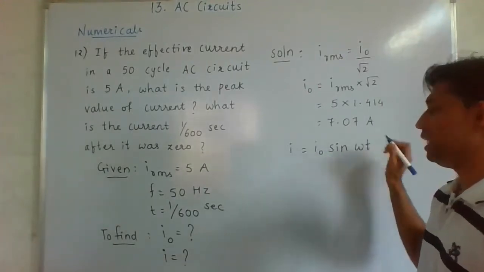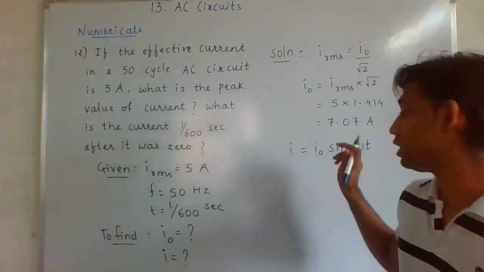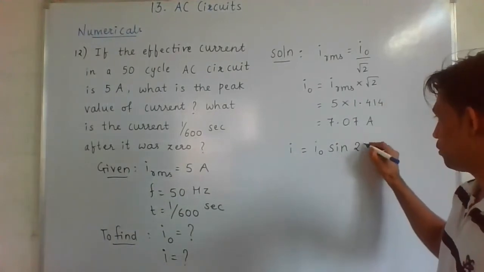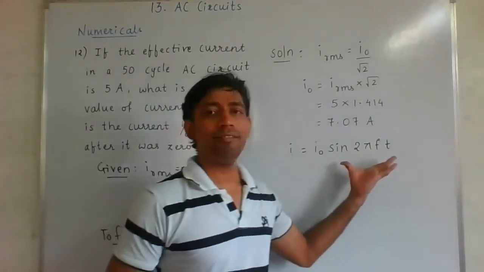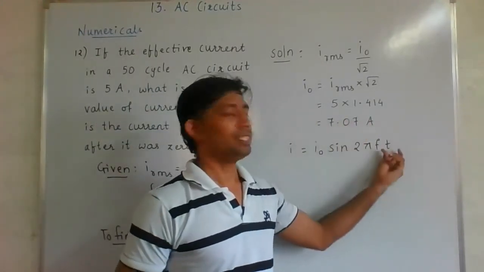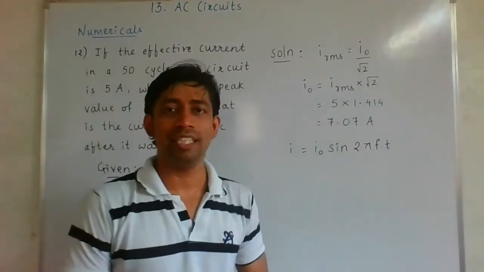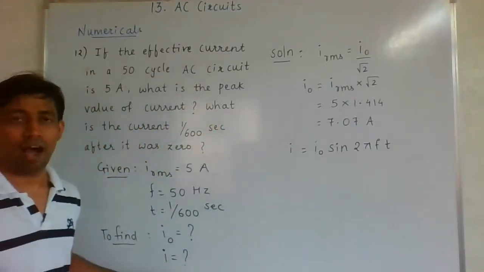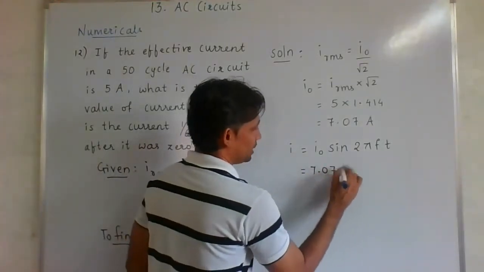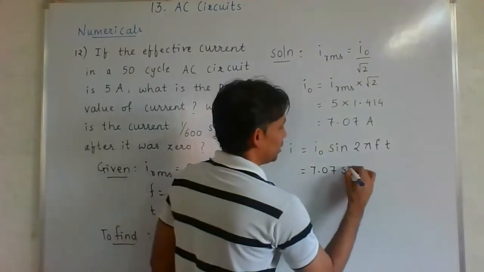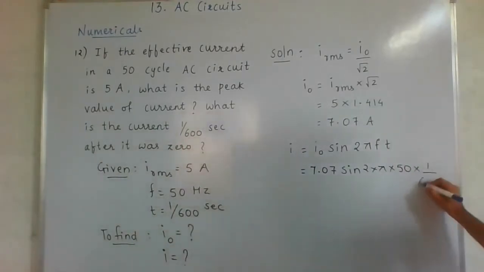Okay, now we are aware of the instantaneous current formula: I is equal to I naught sin omega t. It is a familiar formula, we have used it a lot of times. In place of omega we will substitute 2 pi f, like this. Now we are just supposed to substitute the values. I naught value we have got, time 1/600, frequency 50, and when we solve we'll get the final answer of current after 1/600 second. So let's substitute. The value of I naught is 7.07 sin 2 into pi into 50, and this is 1/600.